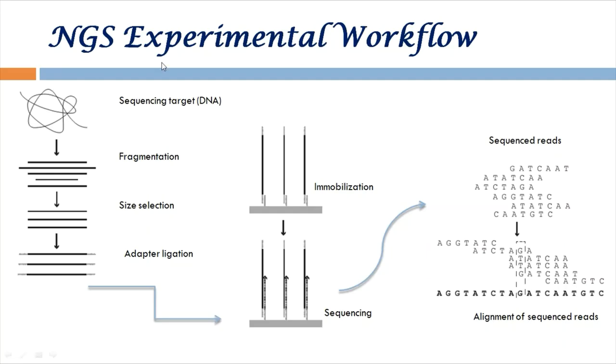What does an NGS experimental workflow look like? You have target DNA, let us say a genome, too huge, too complex, too big. You cannot sequence the entire genome in a single stretch. So we have to fragment it. We chop it into random pieces of small lengths, so there will be a few million fragments from the DNA. Out of that, we can make a size selection, and then add adapters. These adapters are to immobilize the fragments that are to be sequenced.